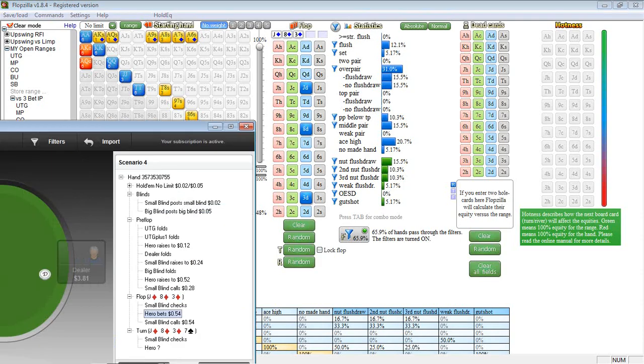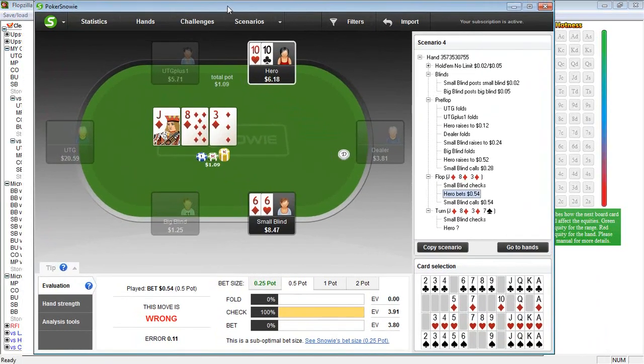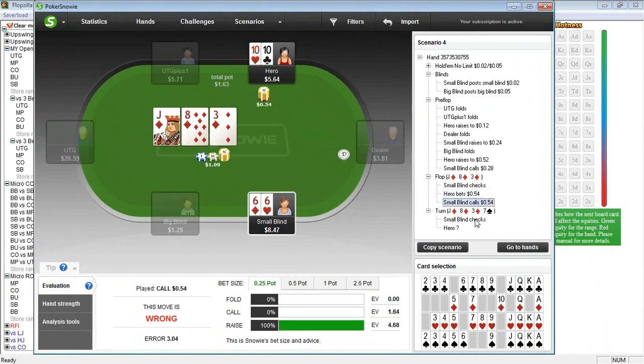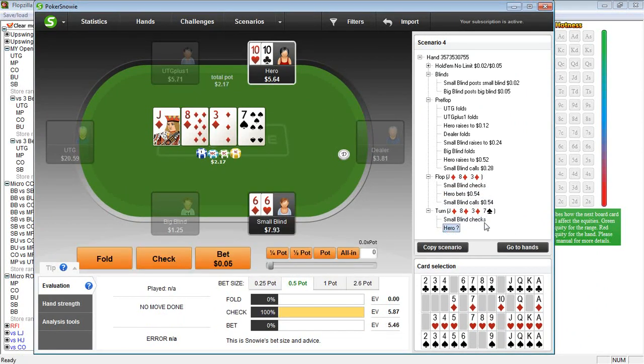So 10-10 here. Here they would want me to check. This is going to be like a check, check, check. It's something like a 10-10, which I guess I kind of get. But here again, I'm really setting myself up to get blown off of the pot. 10-10 is actually really tough on this particular board here.